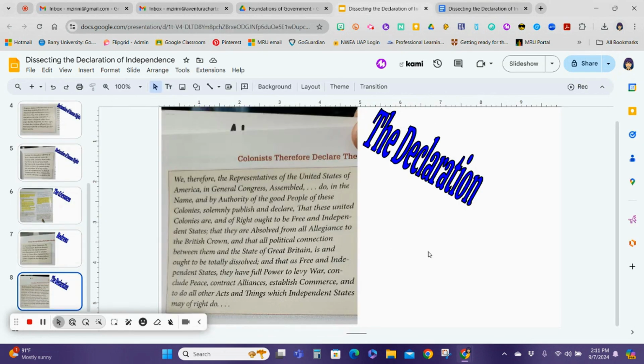And that leads us to the conclusion of the Declaration, which states, "We, therefore, the representatives of the United States of America, in General Congress assembled, do, in the name and by authority of the good people of these colonies, solemnly publish and declare that these united colonies are, and of right ought to be, free and independent states, that they are absolved from all allegiance to the British Crown, and that all political connection between them and the state of Great Britain is and ought to be totally dissolved, and that as free and independent states, they have full power to levy war, conclude peace, contract alliances, establish commerce, and to do all other acts and things which independent states may of right do."